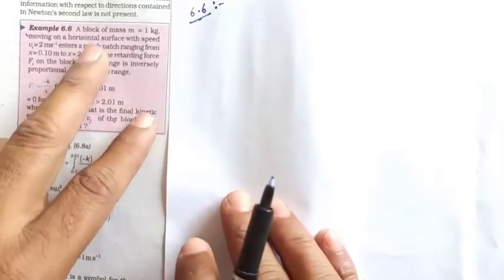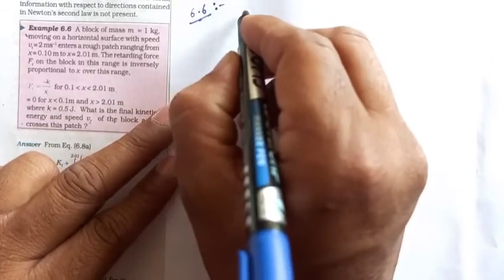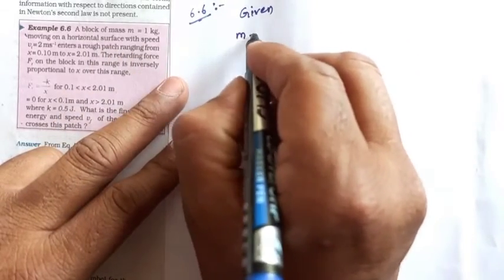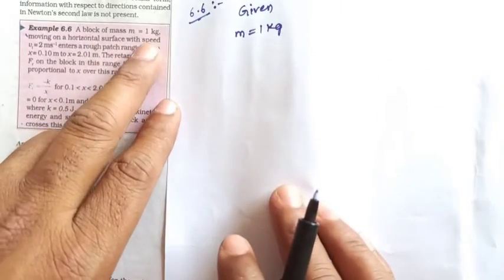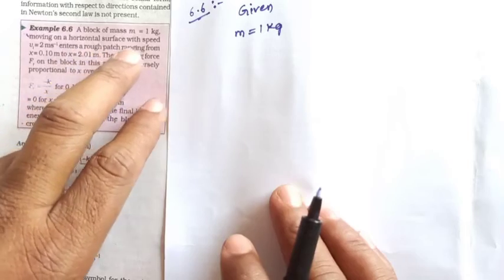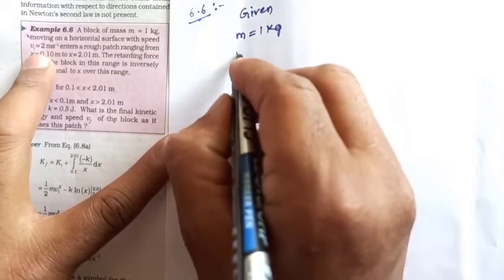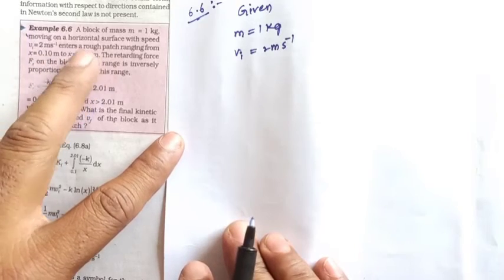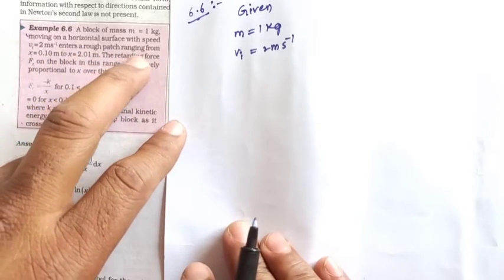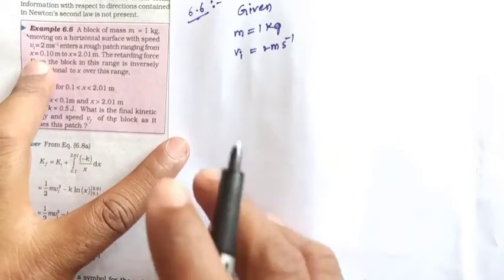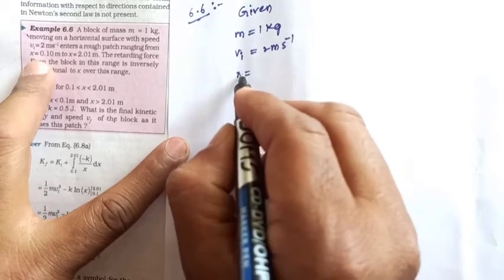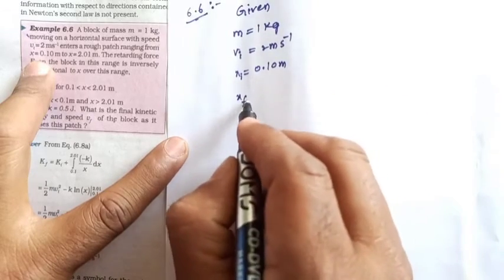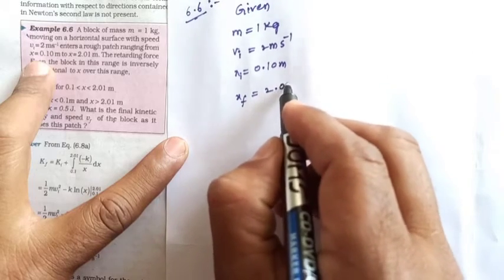So what is that? A block of mass m equals 1 kilogram, moving on a horizontal surface with initial speed vi equals 2 meters per second, enters a rough patch ranging from initial position xi equals 0.10 meters to final position xf equals 2.01 meters.